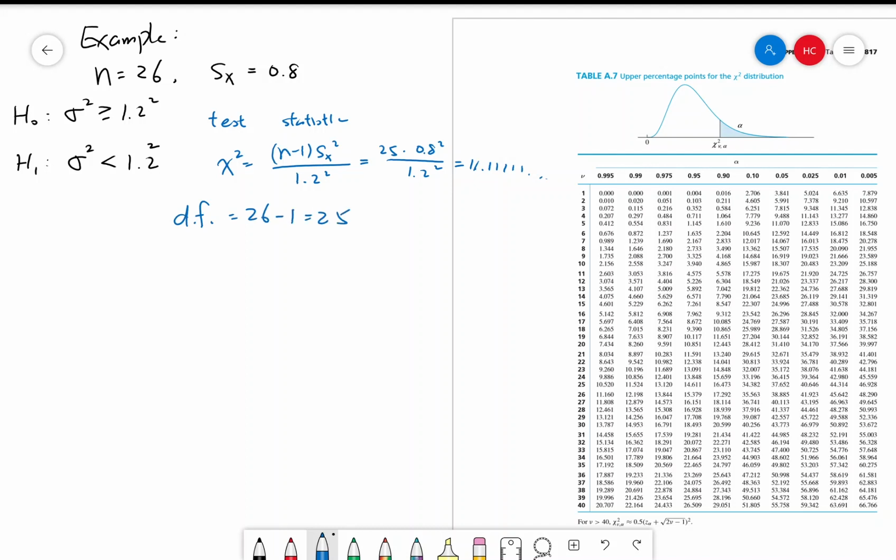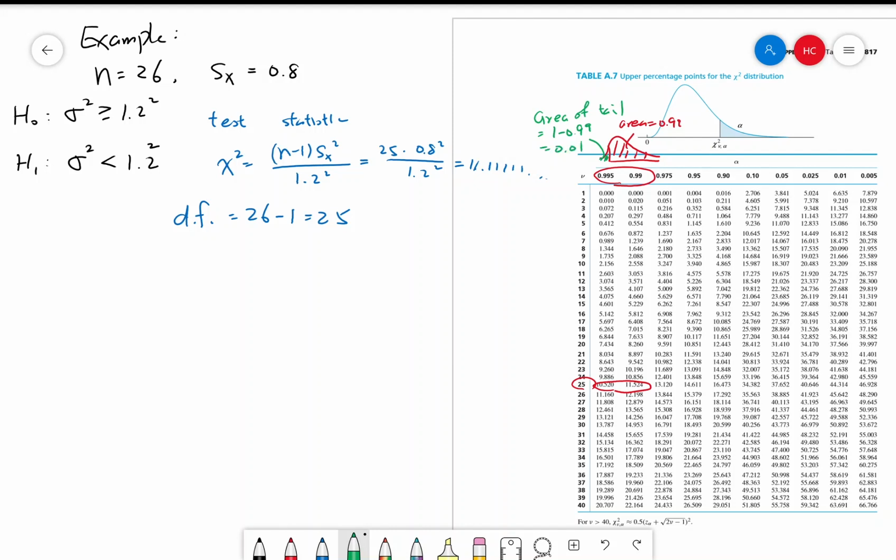So we look at the row 25 and we look at the number 11.111, which is between these two numbers. These two numbers are the ones we're focusing on, but be careful, these are not the p-values because 0.99 means the area to the right is equal to 0.99. But that's not the area we want because we want the area of the tail. So instead, the area we want is the one to the left. So the area of the tail is equal to 1 minus 0.99, which is 0.01.